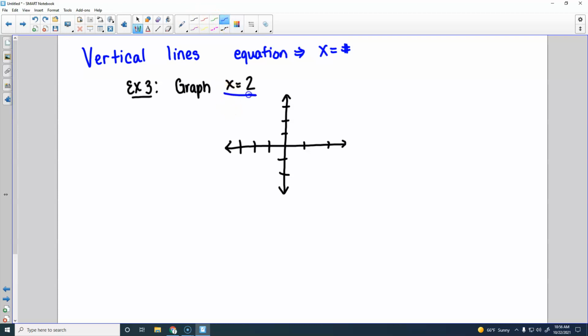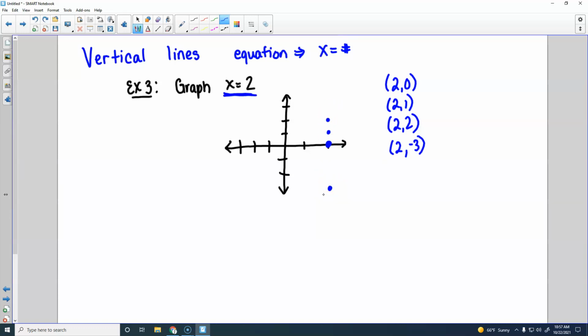if I'm graphing x equals 2, it means all of the x coordinates are always 2, right? So all the x coordinates are always 2. It would be like if I had the point (2, 0), and (2, 1), and (2, 2), and (2, -3), right? All the x coordinates are always 2. So if I graph those points, (2, 0) is right here. (2, 1) is here. (2, 2) is here. (2, -3) would be down here.